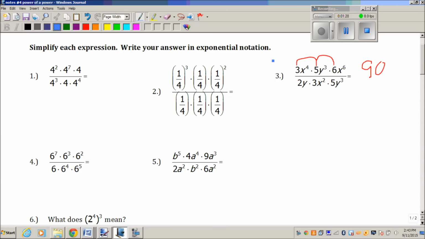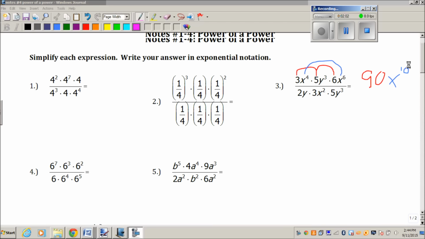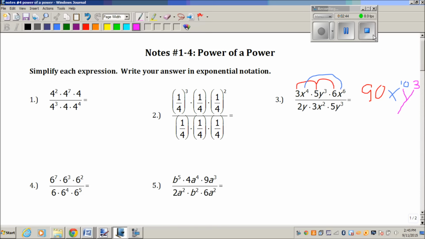So I have 90. And then I take a look at the variable expressions that we have. So here, in terms of the variables, I have x to the 4th, and I have x to the 6th. So x to the 4th times x to the 6th is going to be x to the 10th power. Then I have just y cubed. There is no other y in the numerator. So this is just going to be y cubed. Then we have to simplify the denominator.